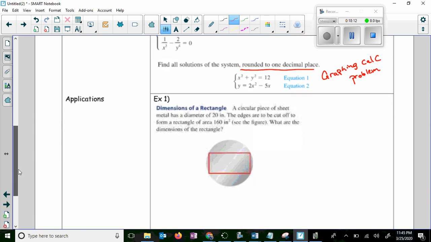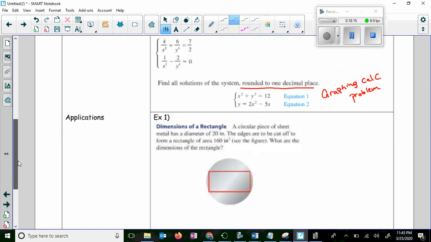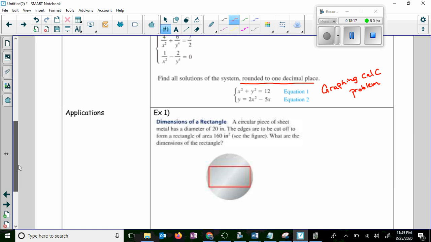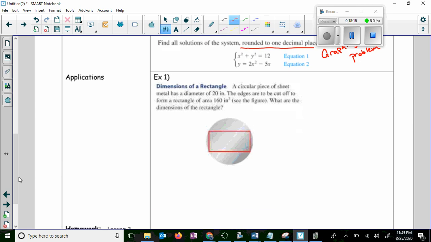Okay. And I think I'm actually going to end it there for today. And we'll do applications tomorrow. So wait on this one. Actually, I'll probably just go ahead and delete it off your template.